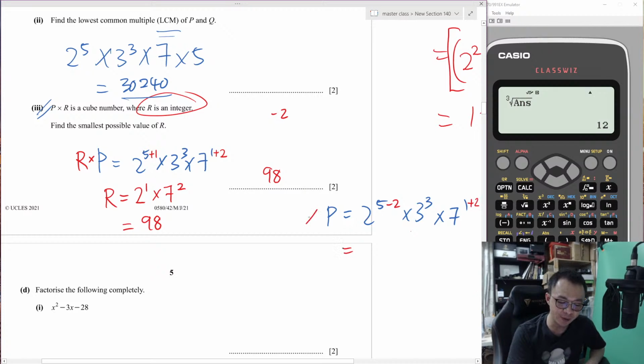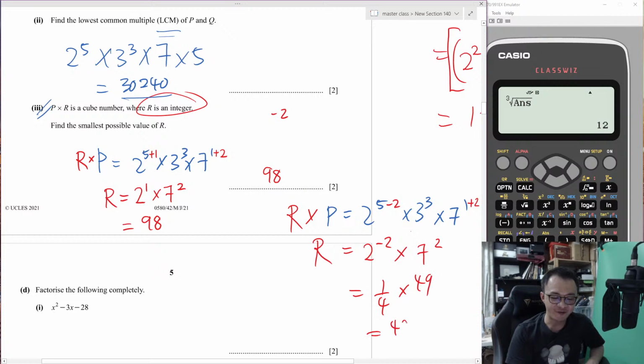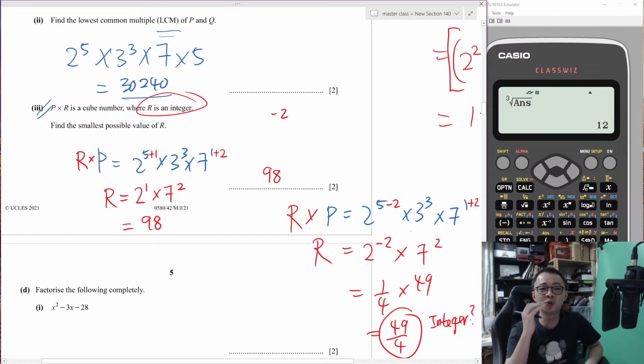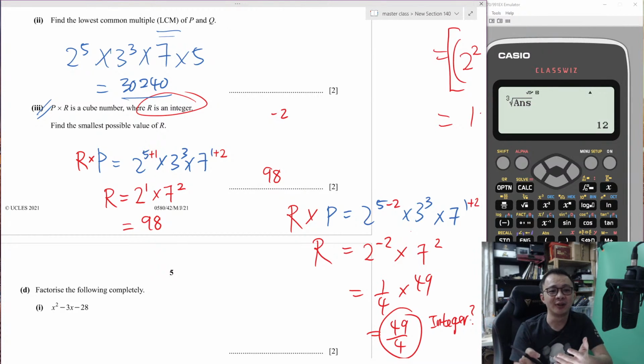Alright, then if I minus 2, means what? My R here, I have 2 power of negative 2, multiply 7 square. 2 power of negative 2, you type in the calculator is 1 over 4. This is 49. And then I get 49 over 4. Is 49 over 4 an integer? No, right? Because if you do minus 2, you don't get an integer. But the question says R is an integer. Integer means cannot be a fraction, must be a whole number. Okay, so yep, I hope you get it. If you still don't get it, then you have to go back and revise what is an integer. Alright, in this case, we cannot minus 2, we can only plus 1.